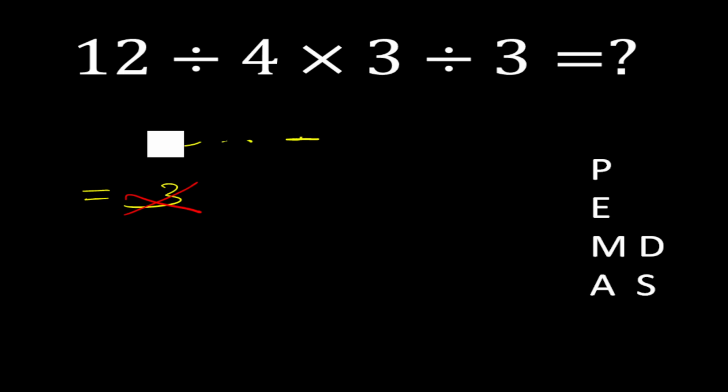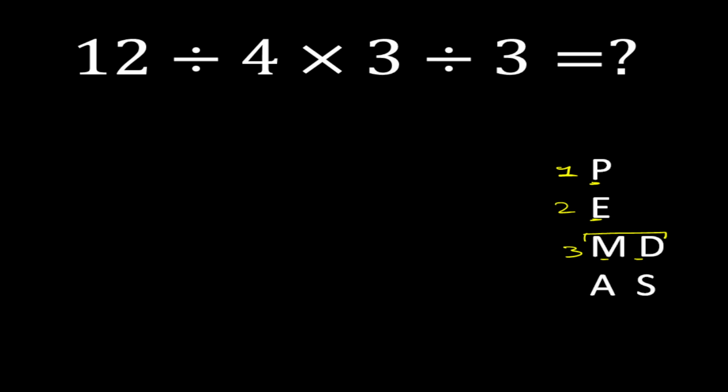So now let's solve this problem correctly by using the PEMDAS rule. According to the PEMDAS rule, first priority is parenthesis, second priority is exponents, and third priority is multiplication and division. Here multiplication and division both have equal priority, so we have to solve it from left to right. Then fourth and last priority is addition and subtraction, and also both have equal priority, so we have to solve it from left to right.